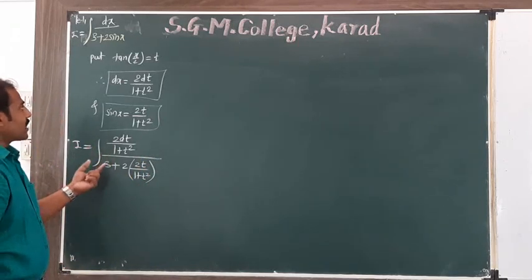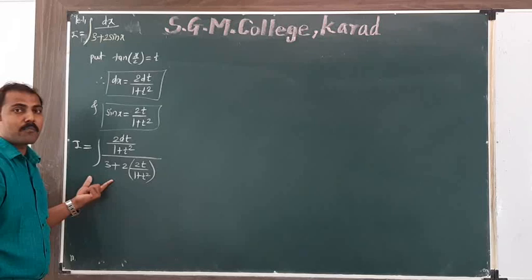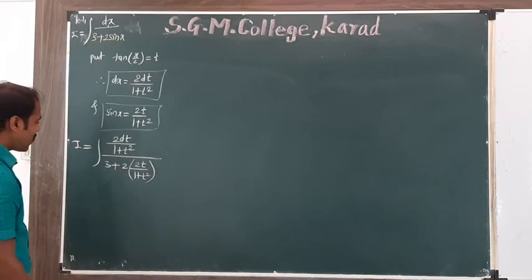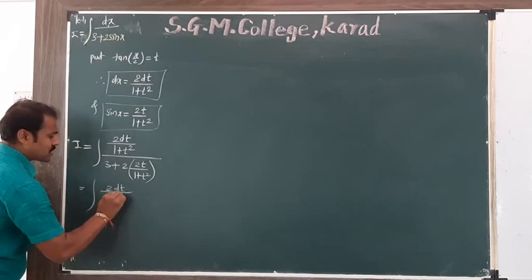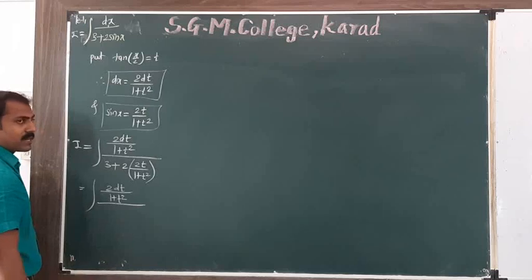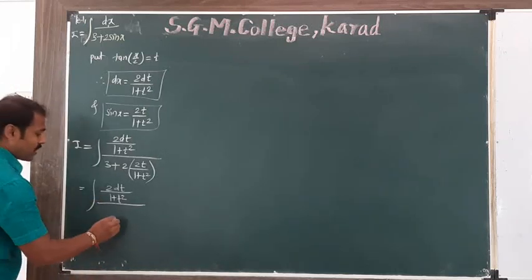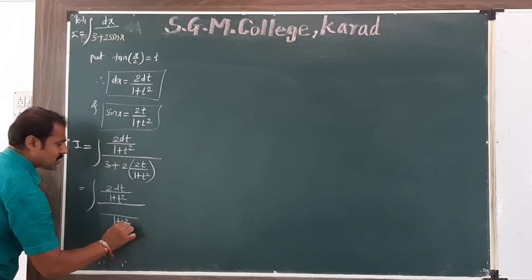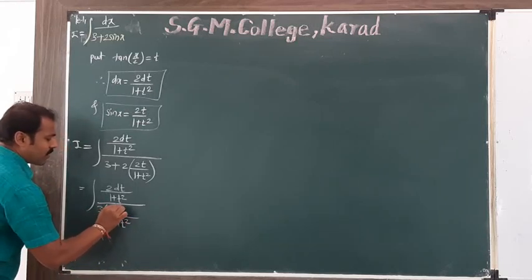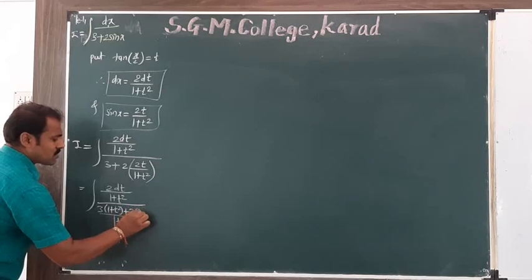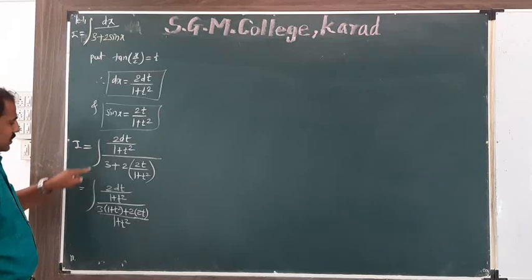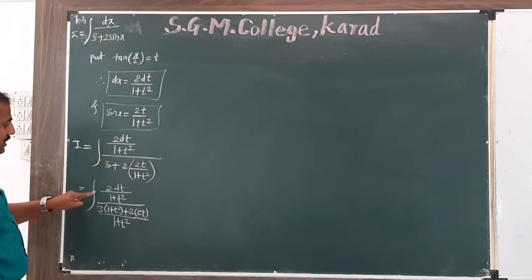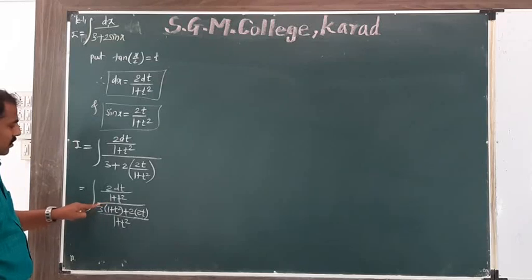Okay, now look here, because of the substitution our expression is in the variable t. Now on simplification, this can be written as 2 dt divided by 1 plus t square. Look at the denominator: the numerator has 1 plus t square, so making the denominator also 1 plus t square, we multiply 3 by 1 plus t square plus 2 into 2t. So the integral becomes I is equal to the integration of 2 dt divided by 1 plus t square, whole divided by 3 into 1 plus t square plus 2 into 2t.